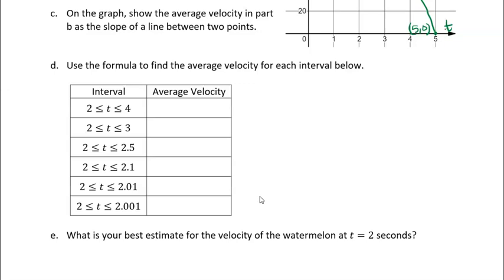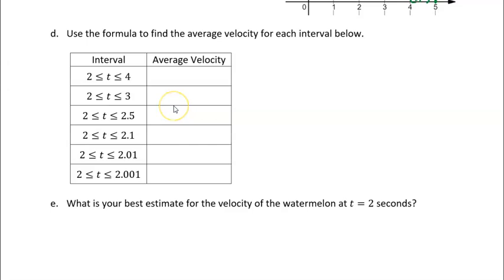All right, now we've got to do some work down here. It says use the formula to find the average velocity for each interval. So we have various time intervals, and we want to calculate the average velocity for each of them. Now we've done 2 to 3, so I can fill that in. That was negative 25 meters per second. Now I've just got to do that over and over again for these different time intervals.